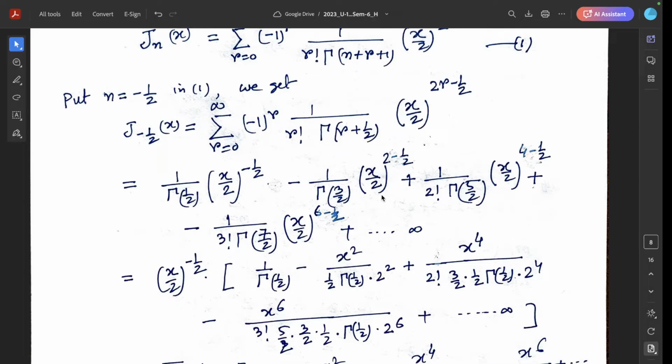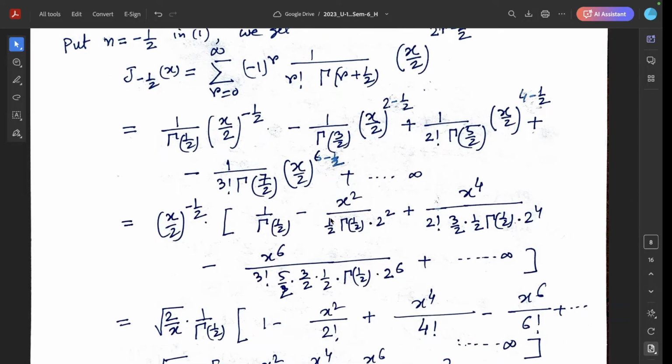This is x by 2 whole to the power 2 minus half, so x square by 2 square, half into gamma 3 by 2 is half into gamma half, and this 2 factorial, 3 by 2 into 1 by 2 into gamma half, with gamma n plus 1 equal to n gamma n. So using this, minus x to the power 6 by 3 factorial, 5 by 2, 3 by 2, 1 by 2, gamma half to the power 6, taking this 1 by gamma half common. So we get 1 minus x square by 2 factorial plus x to the power 4 by 4 factorial minus x to the power 6 by 6 factorial. After simplification, we get this.